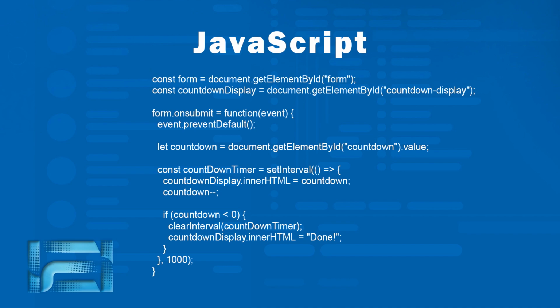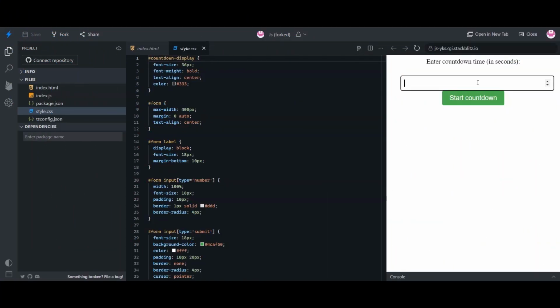Next, we'll add some JavaScript to handle the countdown logic and display the countdown to the user. This code will get the input from the user and start the countdown when the form is submitted. The countdown will be displayed in the div element with the ID countdown display, and will be updated every second until it reaches 0, at which point it will display done.